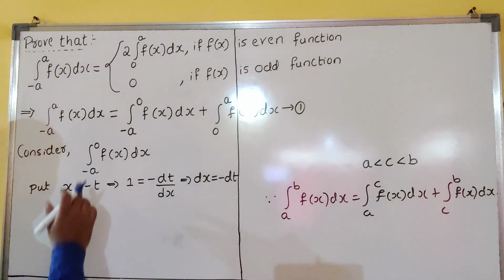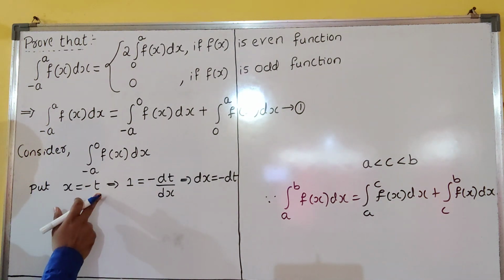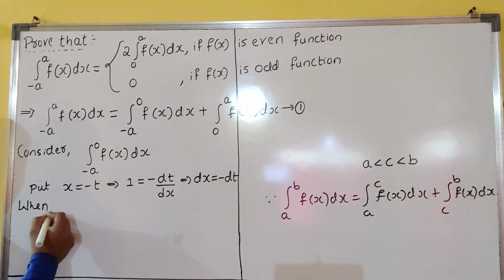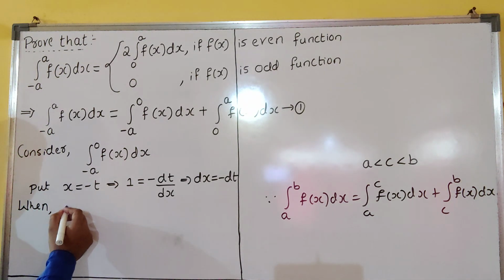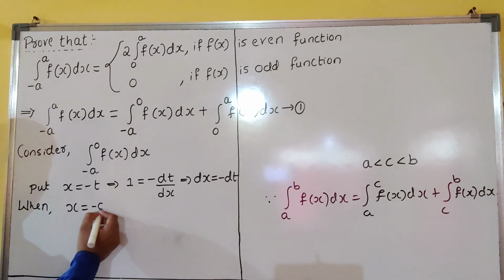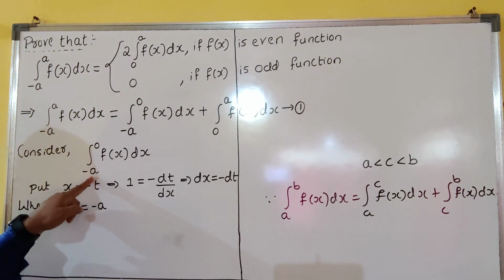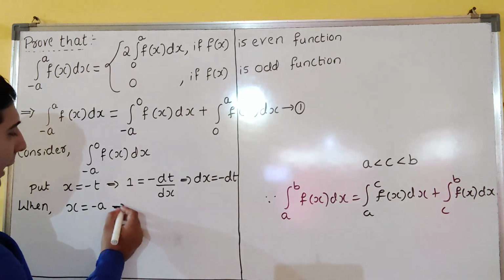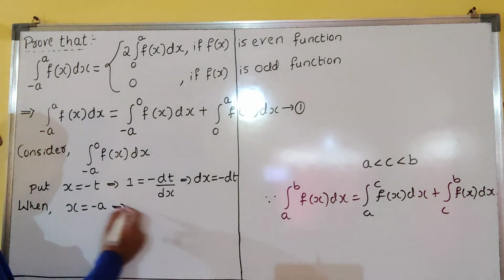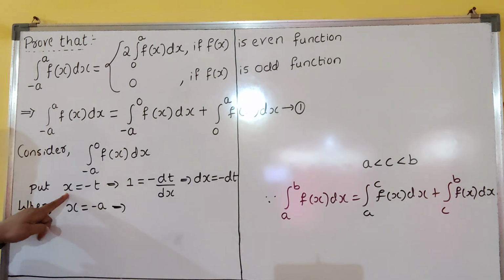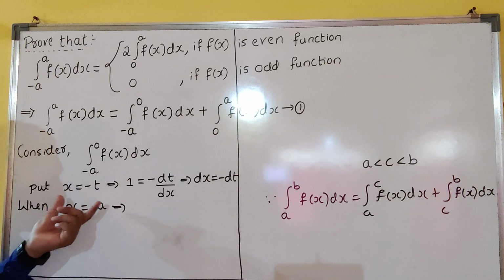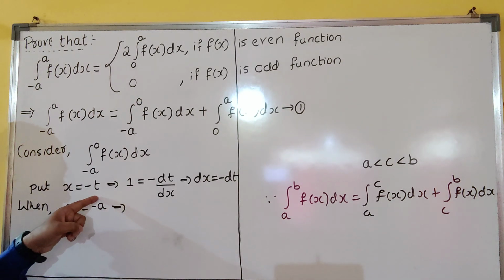So now we have to check the interval. You are putting x is equal to minus t. So when x value is minus a, the lower limit we will concentrate on. X is equal to minus a. So what is the t value? See here, what is the x value? How much are you putting? Minus a. You have to substitute in this the value you have considered, no? There you have to substitute.